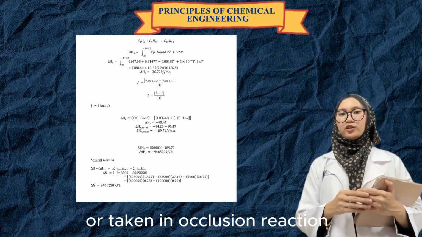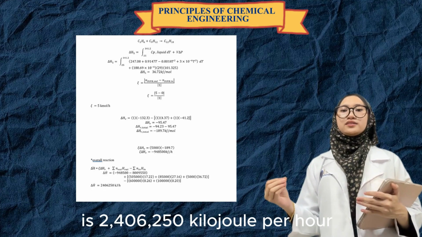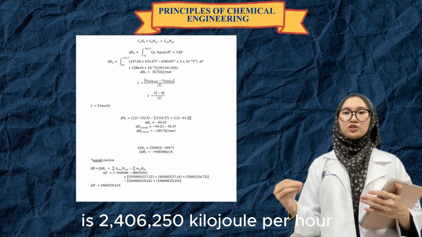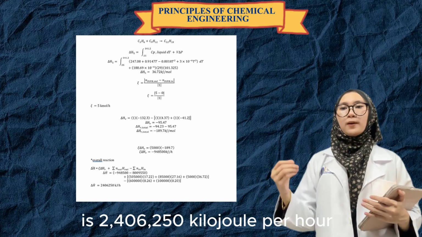Lastly, the heat generated obtained in the alkylation reaction is 2,406,250 kJ per hour.